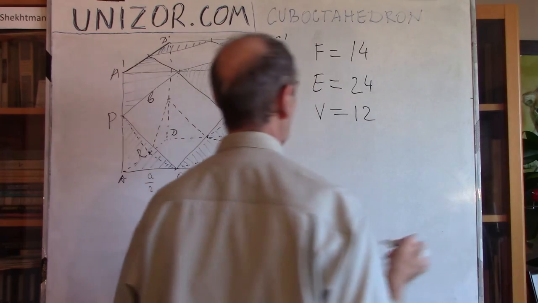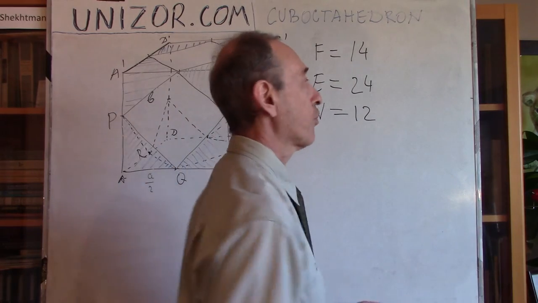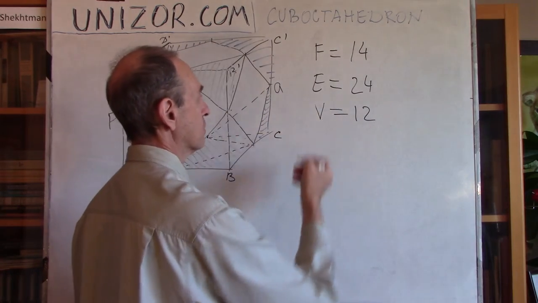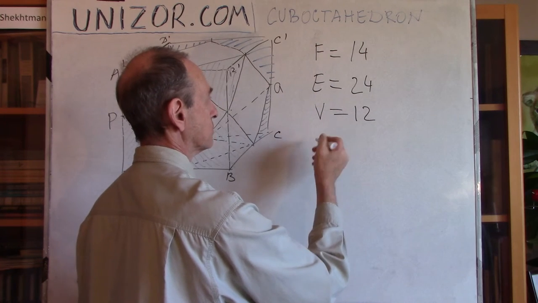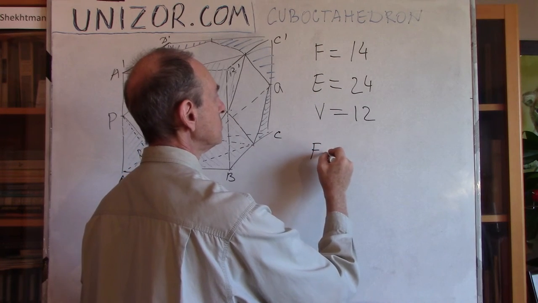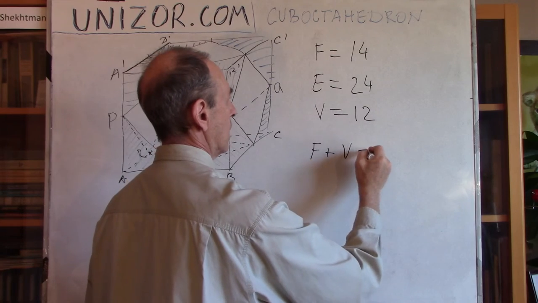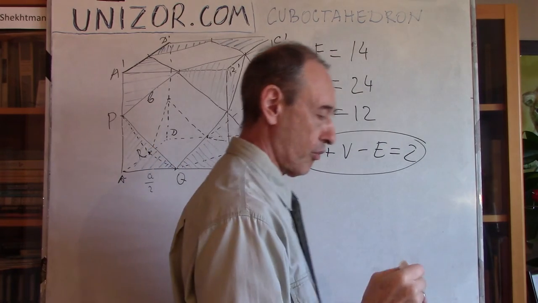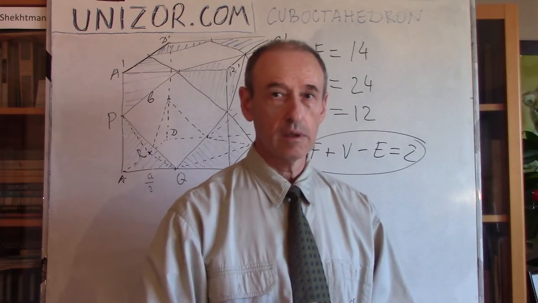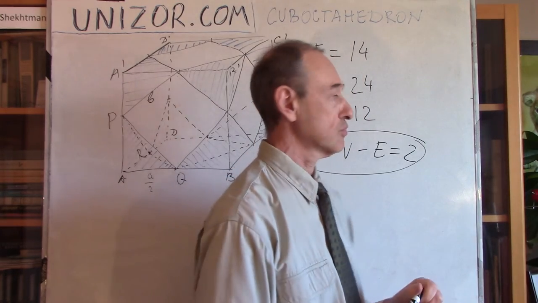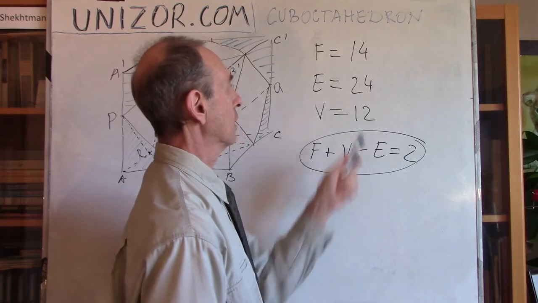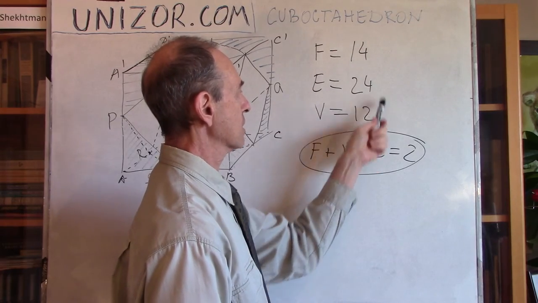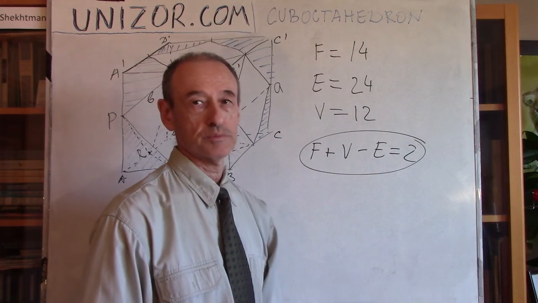And let me just go back to Euler's formula about the relationship between F, E, and V: F plus V minus E equals 2. This is Euler's formula, which we will still attend to at some time in the future, but it still checks here. 14 plus 12, 26, minus 24 is equal to 2.